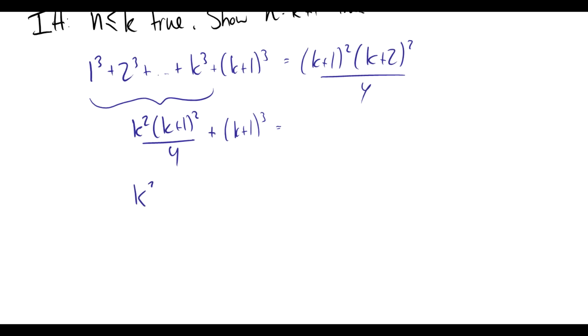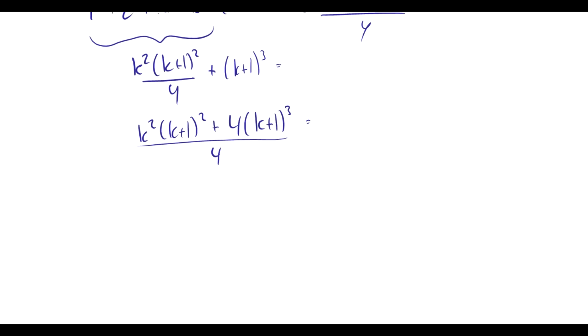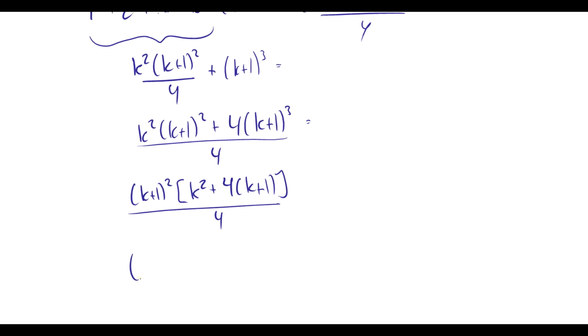So now we should probably get these things under a common denominator. So that'll be k² times (k+1)² plus, okay, we need to multiply this by 4, so 4 times (k+1)³, all over 4. Okay, so what do we do now? Well, we can factor out a (k+1)², so let's do that. That should make things a little bit easier. So we factor out a (k+1)², so we get k² + 4(k+1). This will be all over 4.